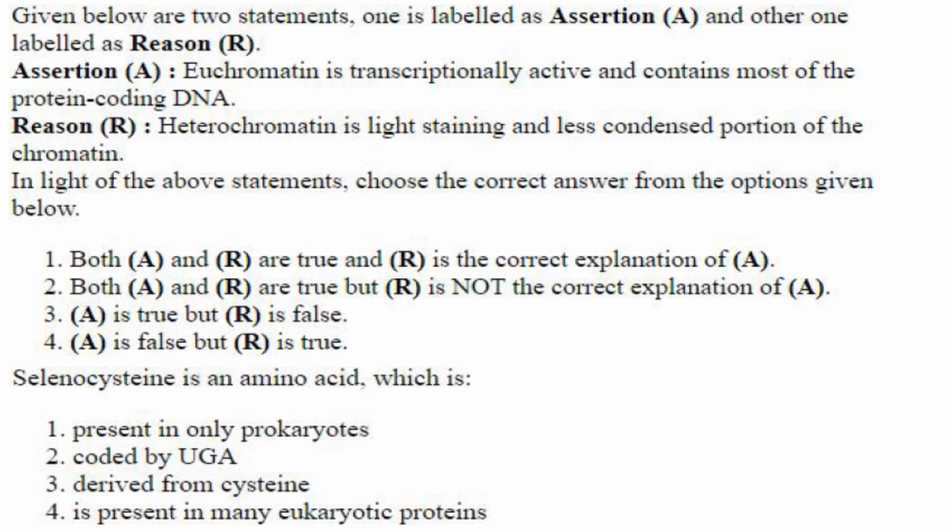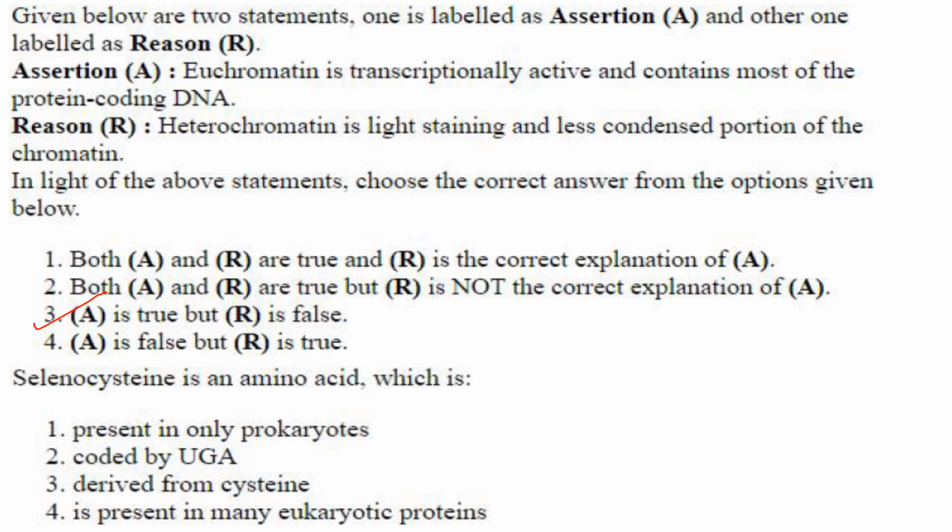Then next one. Euchromatin is transcriptionally active. Yes, and contains most of the protein coding DNA. That's correct. A is true. Heterochromatin is light staining? No. Heterochromatin has more condensed DNA and it is dark staining. And less condensed portion of the chromatin? No, it is the more condensed portion of the chromatin. So statement A is correct but R is wrong. So that makes answer 3 the right answer. A is true but R is false. So 3 is your answer.